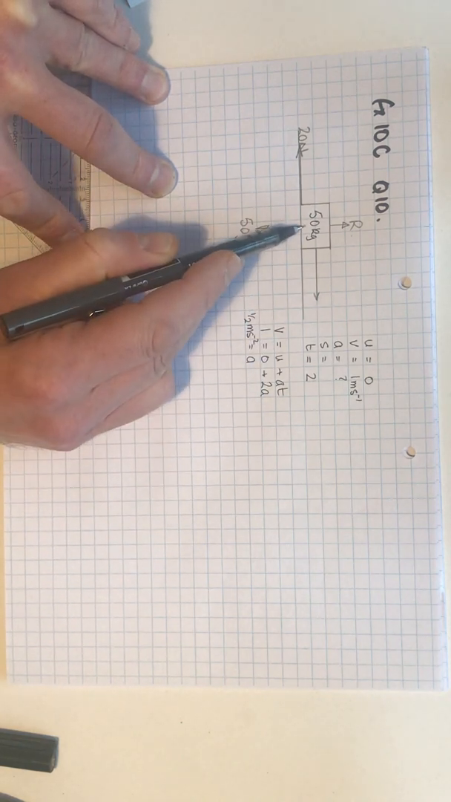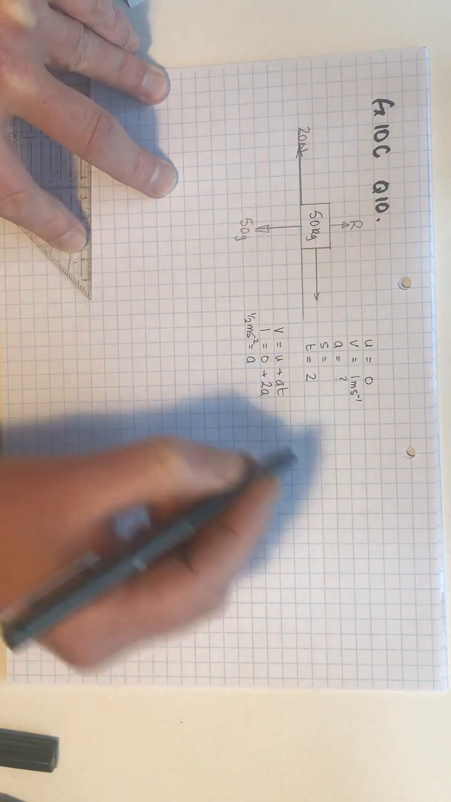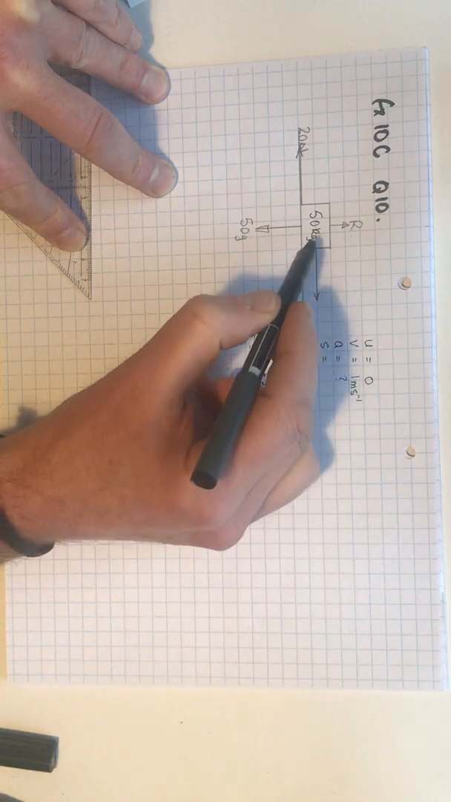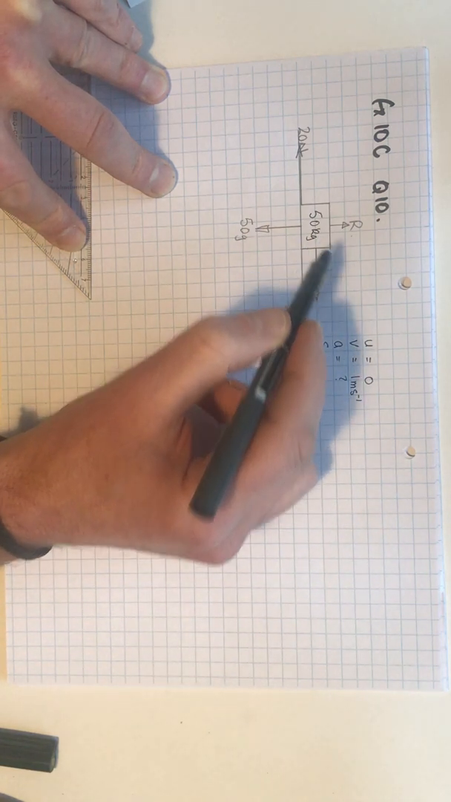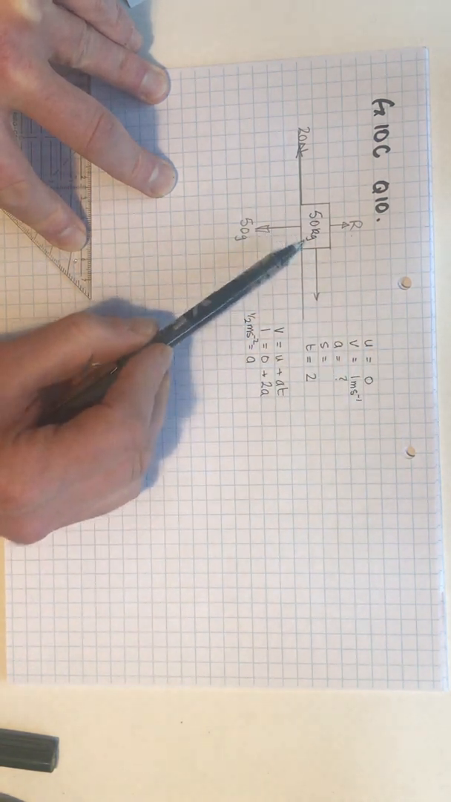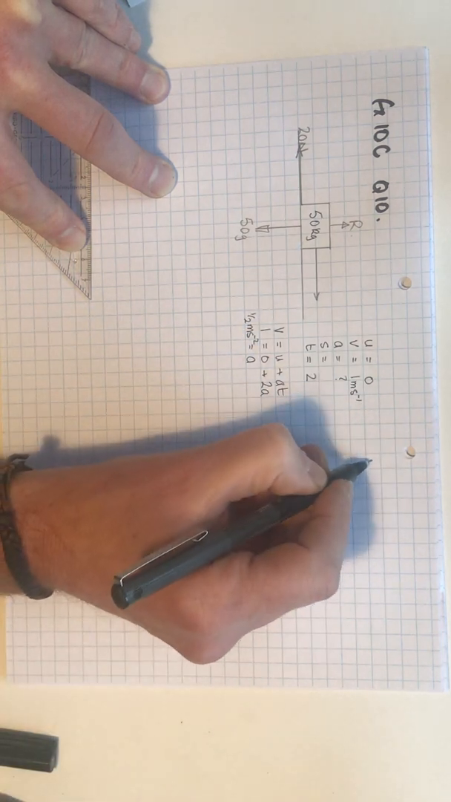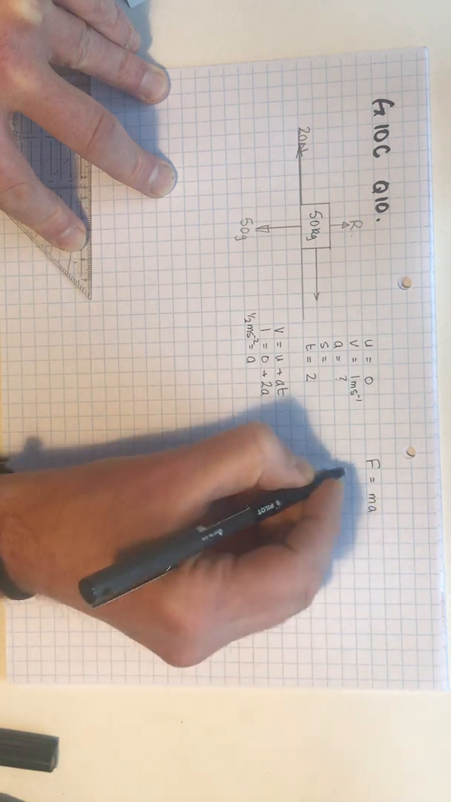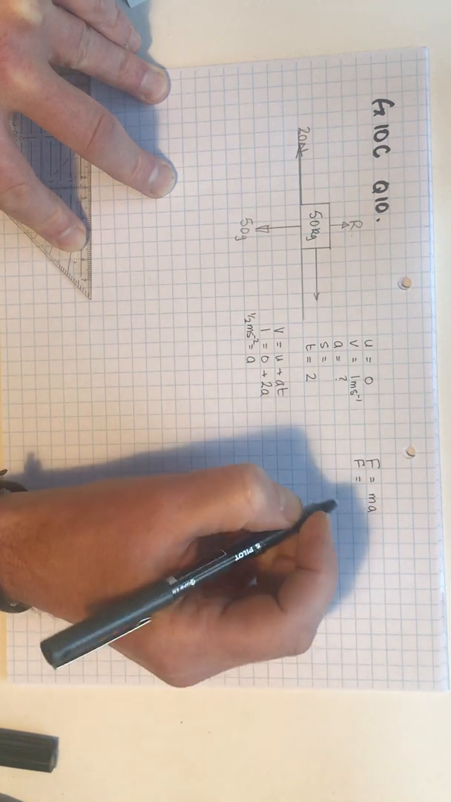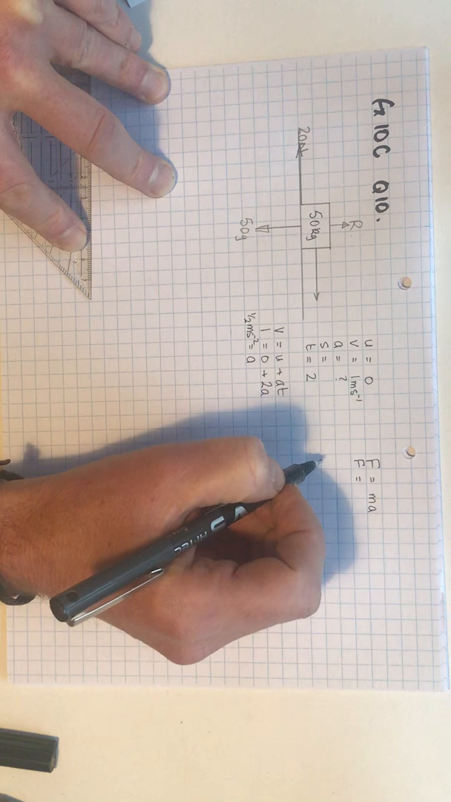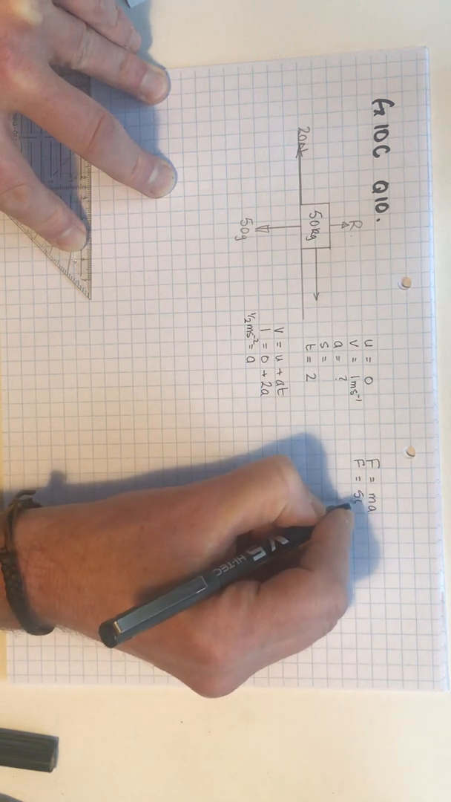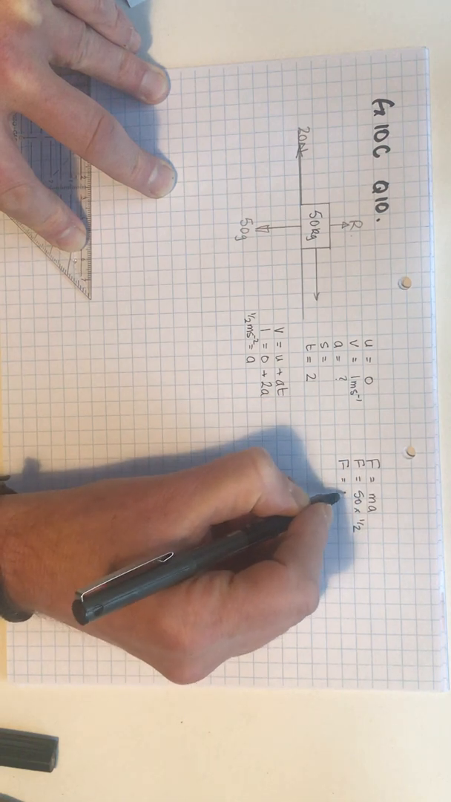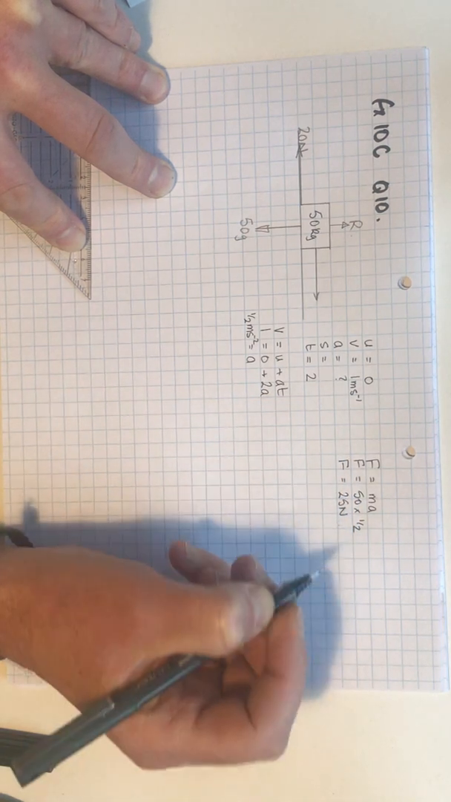Now I know the acceleration of this object, I can work out what force is required to make a 50 kilogram mass accelerate at half a meter per second squared by using F equals ma. So the force is what I want to work out. This will be a resultant force, of course. It's 50 times by a half. So the resultant force is 25 newtons.